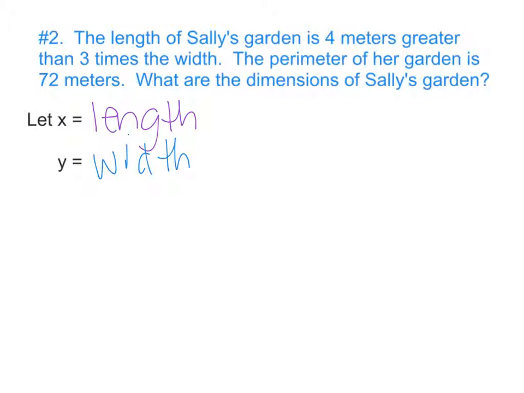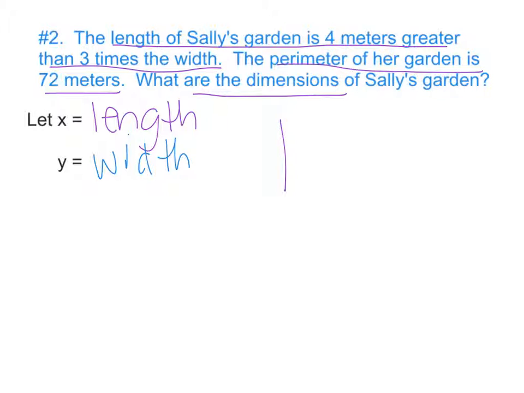So I'm going to go back in the problem and highlight some key things. So the length of Sally's garden is 4 meters greater than 3 times the width. And then we know that the perimeter is 72 meters. And then we want to find out what are the dimensions of the garden. So I'm going to draw a picture because I'm a visual person. And we have the garden, and the length is going to be the X. So I'm going to label that here. And our width is going to be our Y.